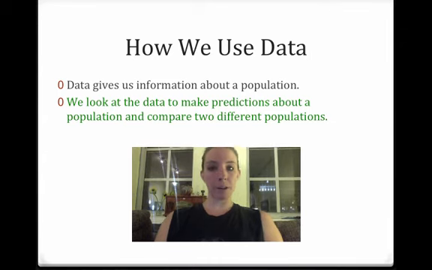So on the left side of your Cornell notes, you should write how we use data, and on the right side, I want you to write what's in green. We look at the data to make predictions about a population and compare two, sometimes more different populations, okay?